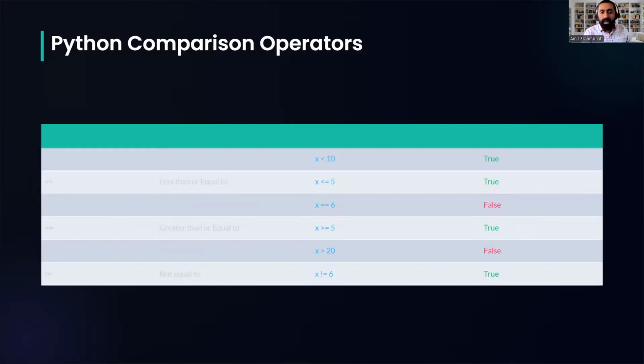Now, on this slide, we look at the comparison operators. So the first one is less than, then we have less than or equal, then we have equal equal, then we have greater than or equal, then we have greater than, and the last one is not equal.